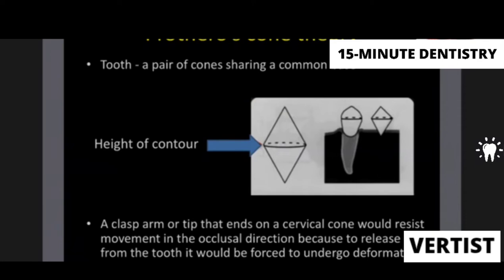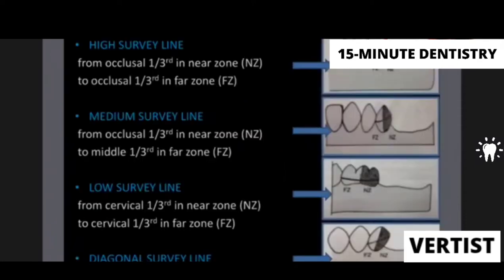Very, very important. Now, these are the different types of survey lines. You can have a high survey line, medium survey line, low survey line, along with the diagrams to be drawn, and you can have a diagonal survey line. So again, different types of survey line as per your surveyor and your path of placement.